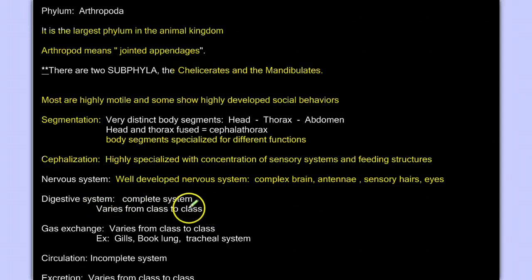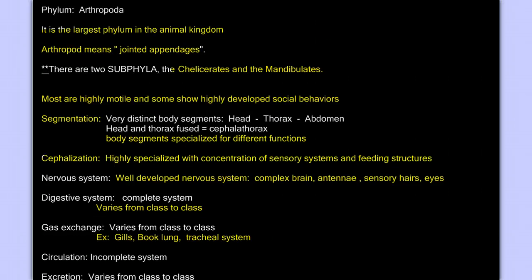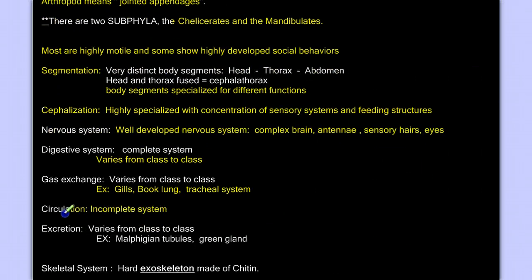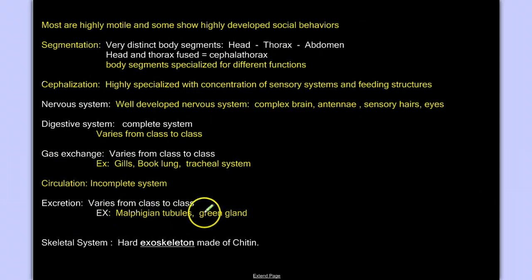When we talk about the digestive system, it's going to vary from group to group. The same with the gas exchange, but we will see some different gas exchange systems and organs that we haven't seen before. We're going to again talk about the significance of this incomplete circulatory system, and we'll briefly talk about some structures that help us get rid of metabolic waste, the excretion organs, which are the corollaries to what would be kidneys in our bodies. So we'll see what crustacea and insects and arachnids have as far as getting rid of their nitrogenous waste. And of course, we said that one of the defining characteristics of this group is that they have a hard exoskeleton made out of the carbohydrate chitin.